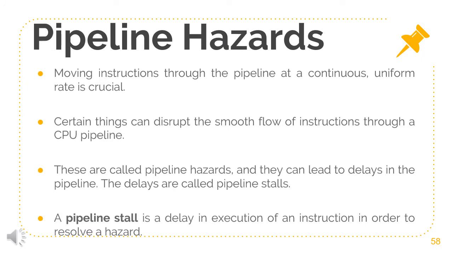Moving instructions through the pipeline at a continuous, uniform rate is crucial. Certain things can disrupt the smooth flow of instructions through a CPU pipeline. These are called pipeline hazards, and they can lead to delays in the pipeline. The delays are called pipeline stalls. A pipeline stall is a delay in execution of an instruction in order to resolve a hazard.